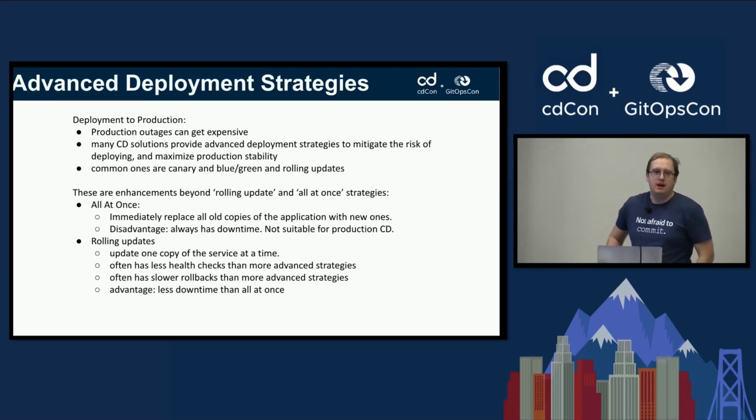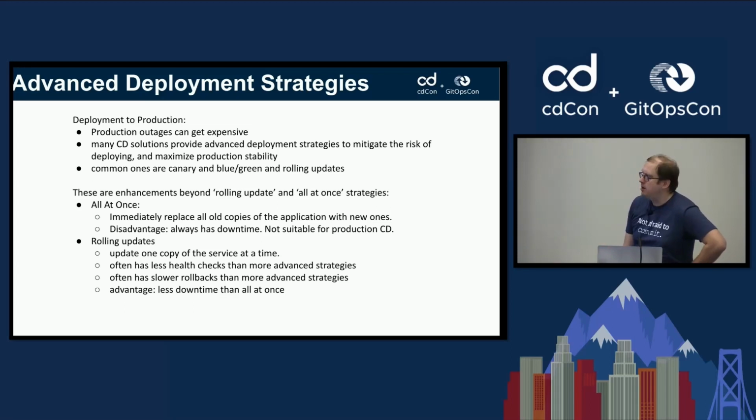So a decent percentage of tools, but not all of them, have things beyond just, hey, shut down all of production, install a new version, turn it on, or an all-at-once update. And a decent percentage also have things beyond a rolling update, which is the default strategy for Kubernetes. Rolling update basically updates one pod at a time. And there's strategies beyond that. So I'm going to talk about two of them.